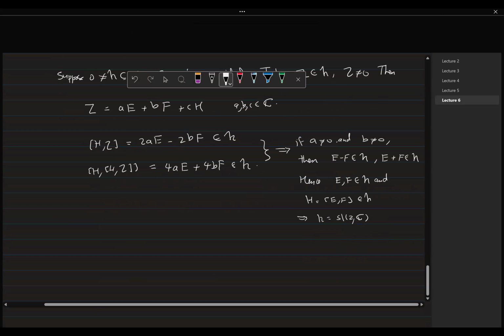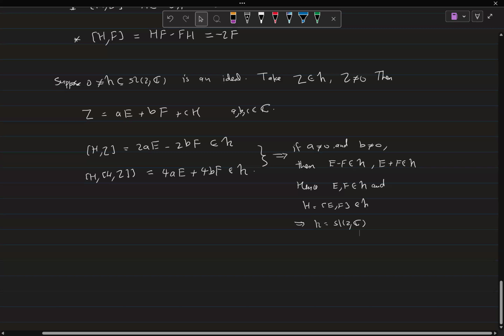All right, so if the coefficients A and B are non-zero, then in fact, you do not have a proper subalgebra, proper ideal, okay?